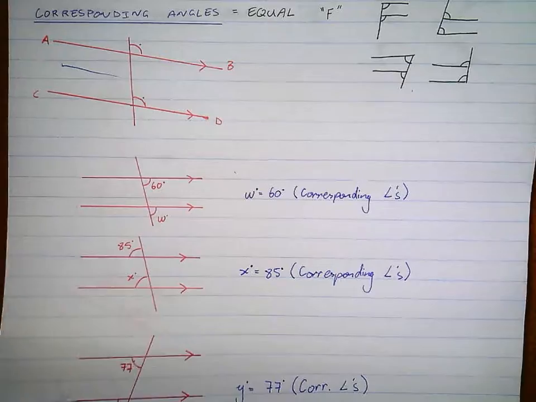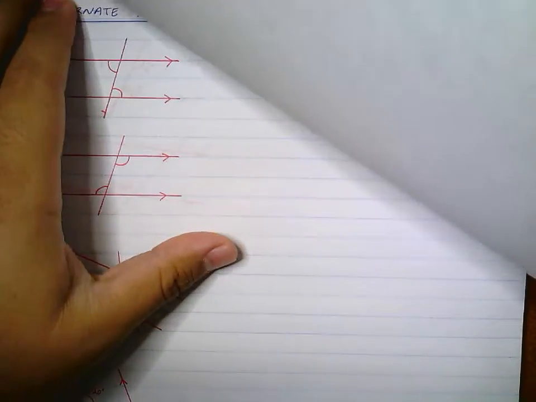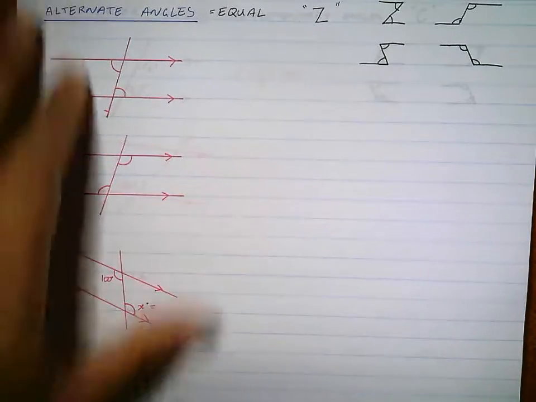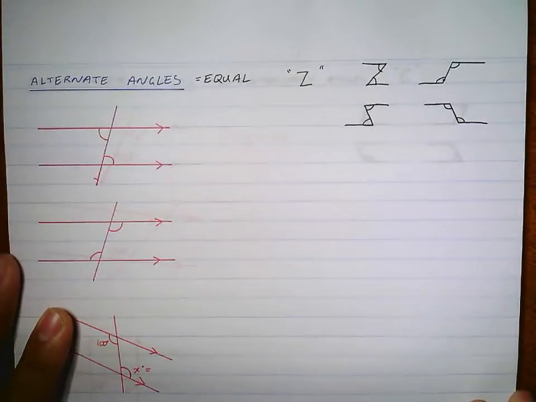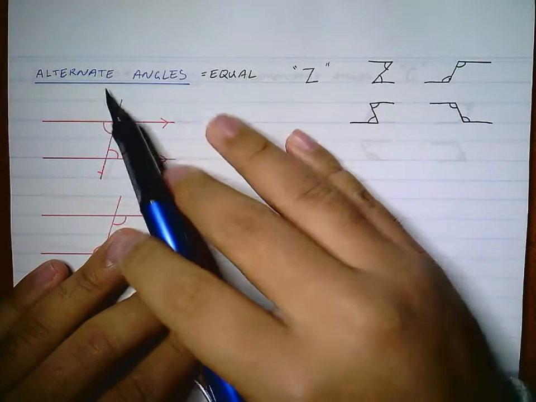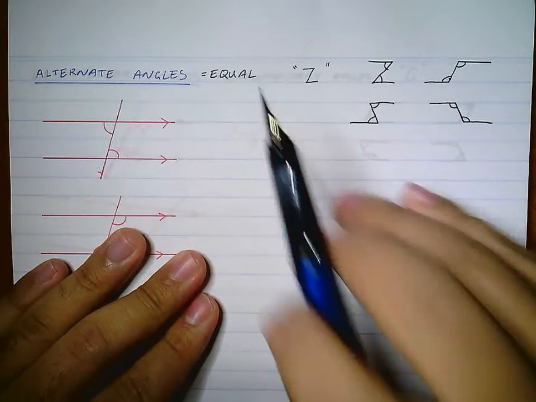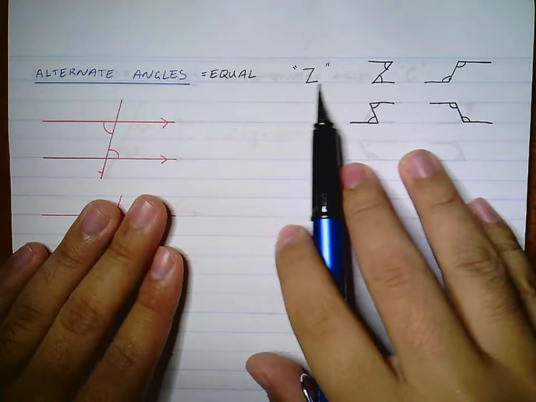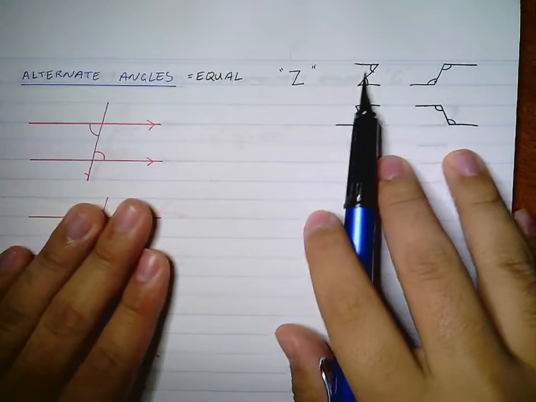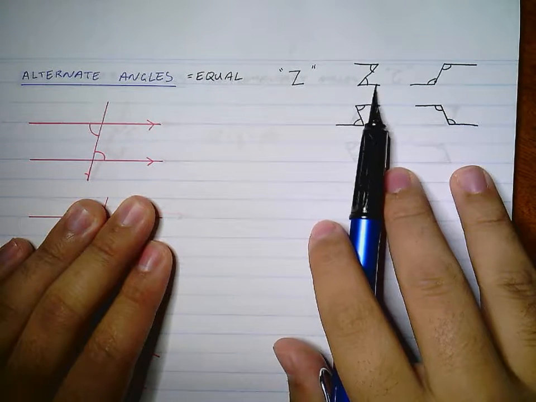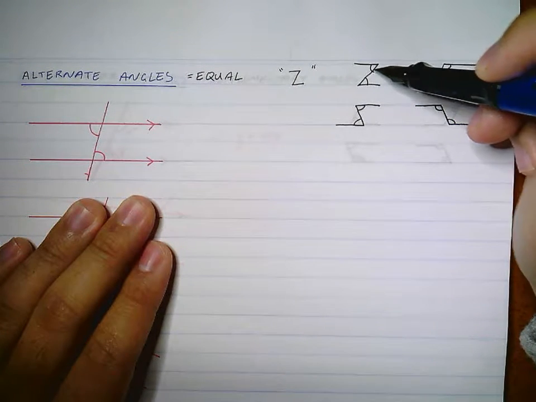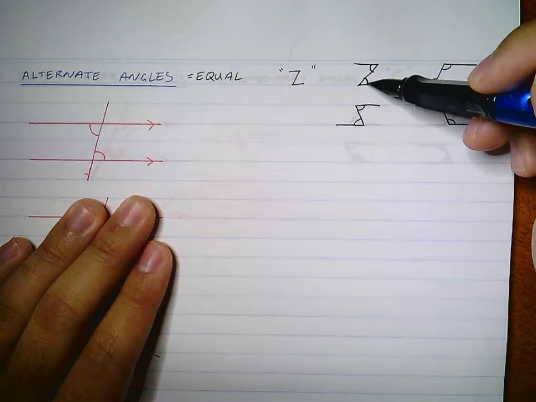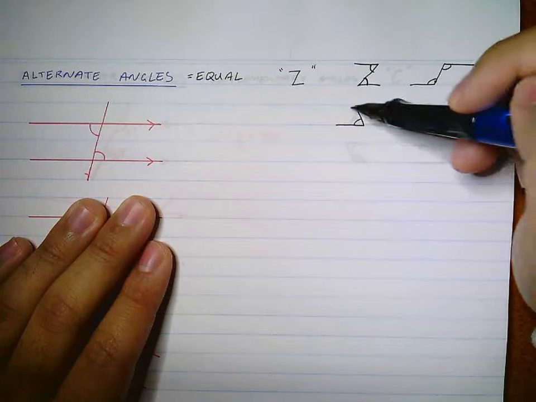The second relationship, angle relationships in parallel lines, are called alternate angles. And once again, alternate angles are equal. The letter I'd like for you to remember for this is a Z. It might look like this, a regular Z, and it's those two angles, it's the two acute angles in the Z. It might also be backwards like this.